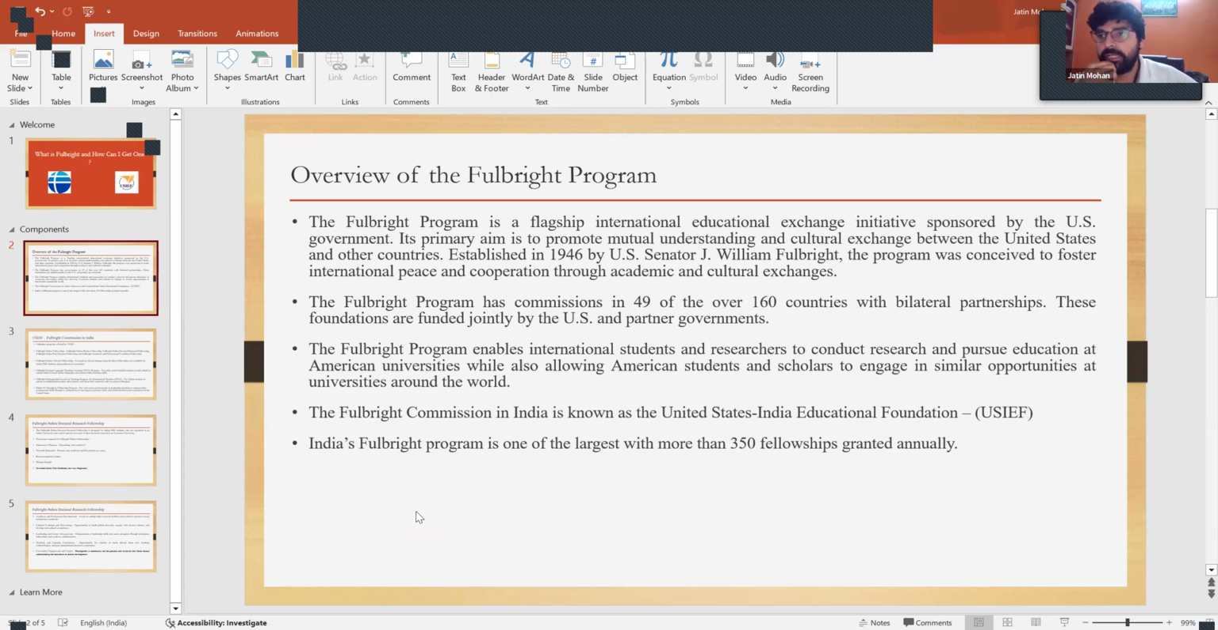They are located in Mandi House in Delhi, and it provides a Fulbright grant to at least 350 fellows annually. There are different categories, and different categories have different numbers of students going for Fulbright. So USIEF takes care of that in India. At least 350 Fulbrighters go to the US every year on a Fulbright scholarship.